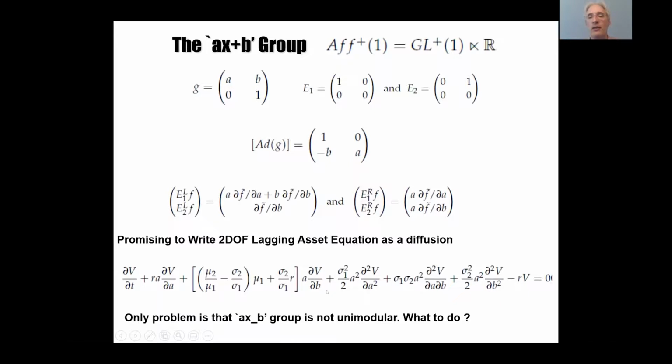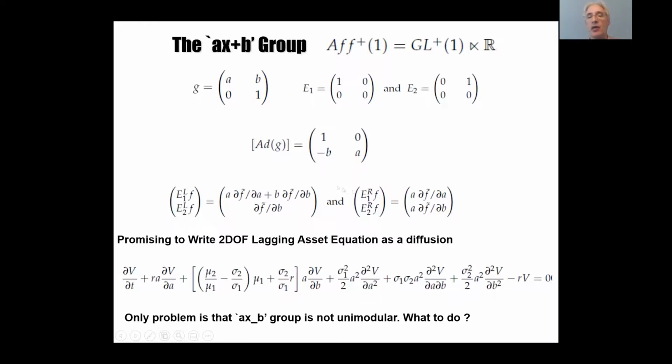So we said, well, wait a minute. We had an A before. What's the next simplest group we can consider? Well, the AX plus B group, the affine group of the line, actually this is AF plus, so here A is non-negative. And the basis elements for the Lie algebra for this group looks like this. The adjoint matrix looks like this. And the invariant differential operators look like this.